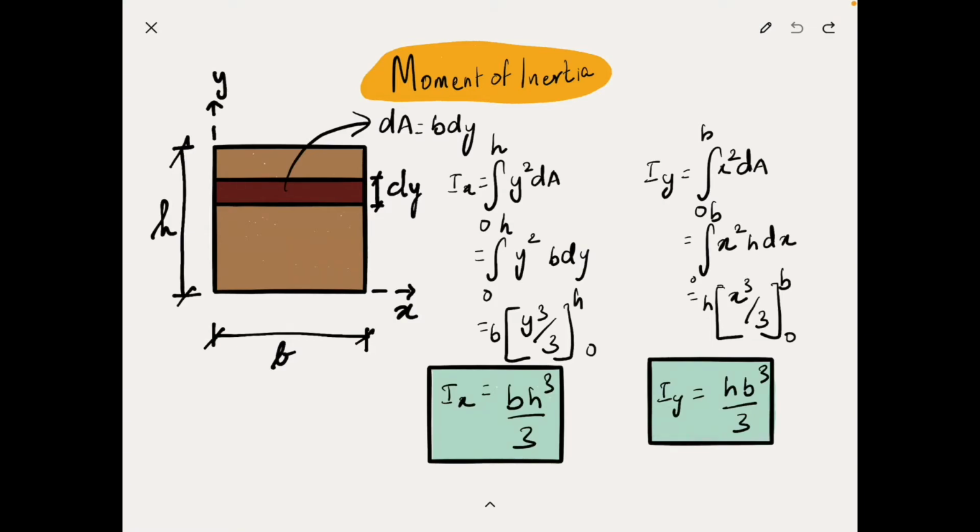Right. Now you notice that we have derived two different moments of inertia for the same rectangular cross section. When the reference axis passed through the centroid of the cross section, we got bh cube divided by 12 as the moment of inertia along the x-axis. But here, when the reference axis is along the edge, we have a different moment of inertia. Which one of these is correct? Well, actually, both the answers are correct.